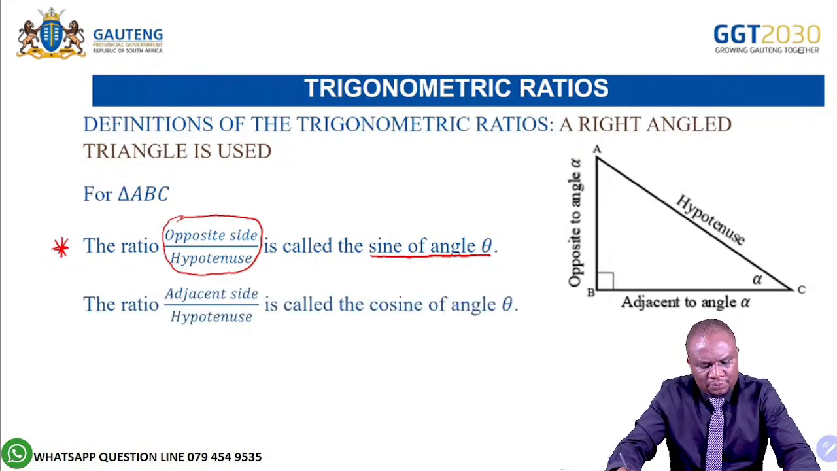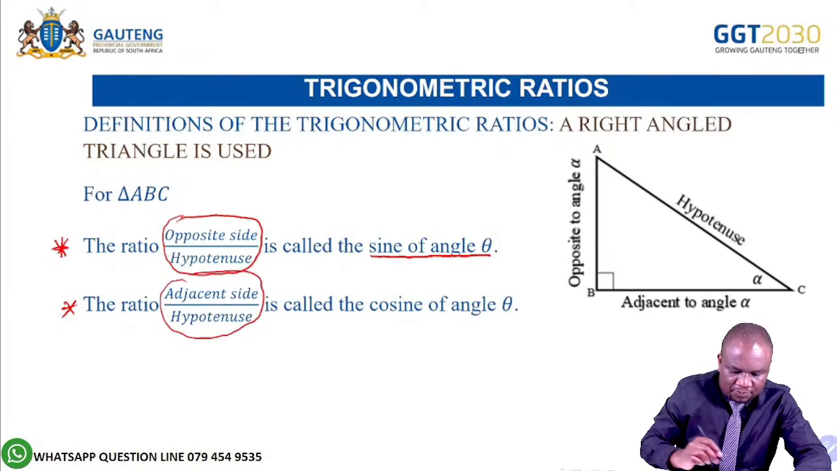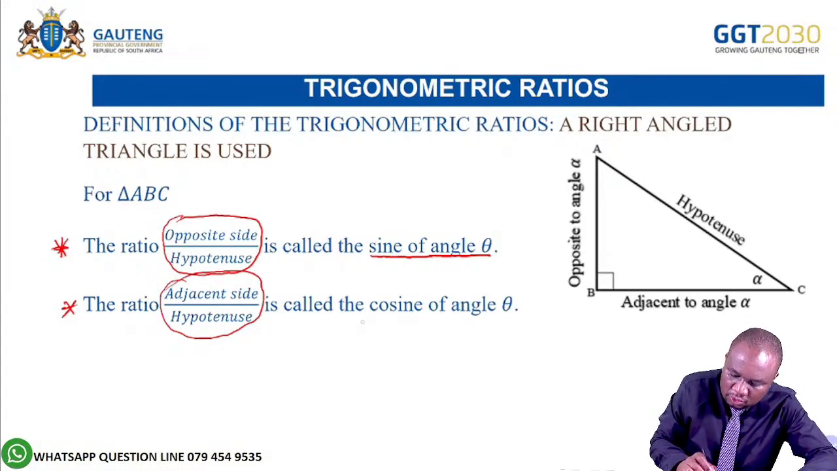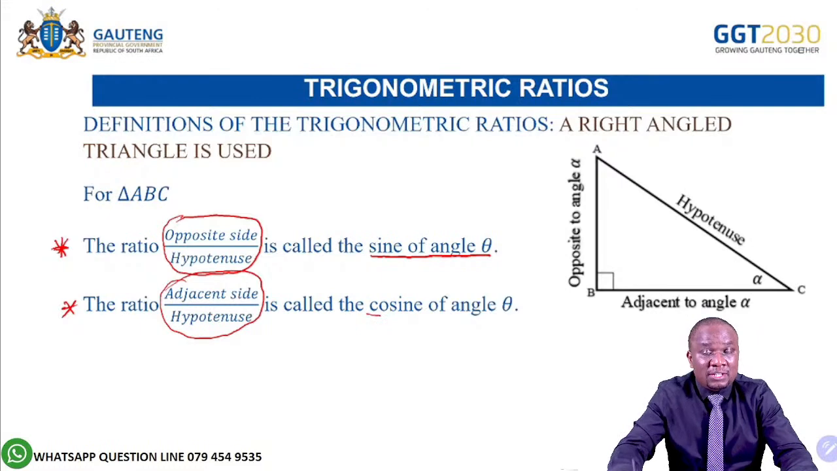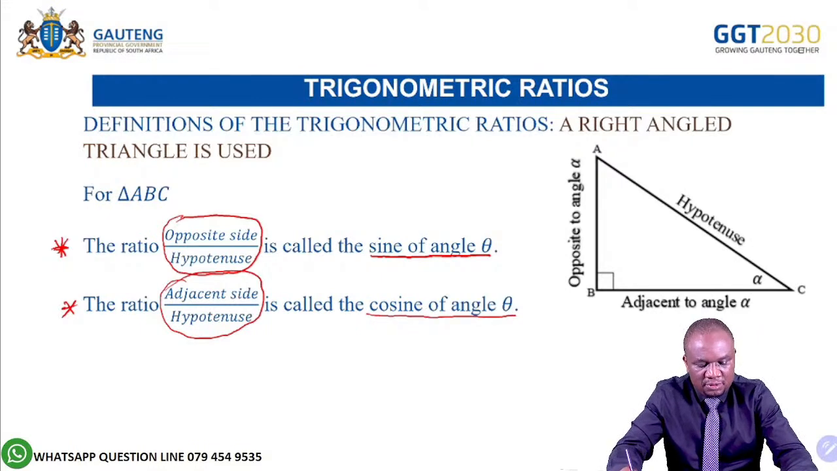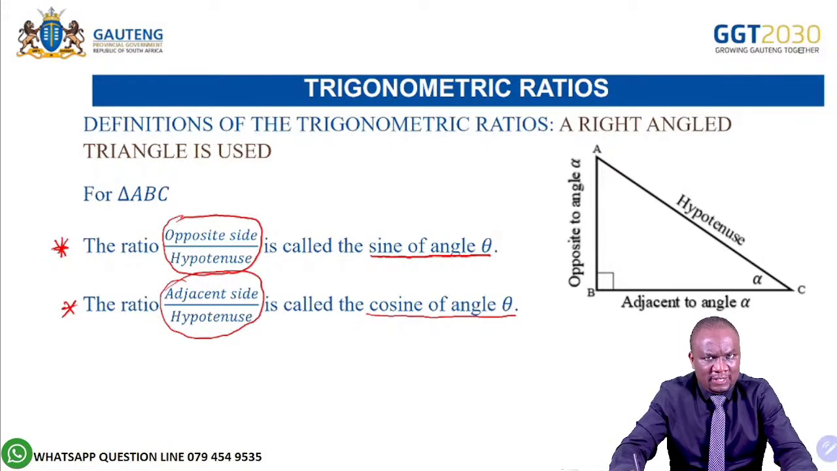Then the ratio adjacent side over hypotenuse is called the cosine of angle theta. Write that one down in 1 minute. The ratio adjacent side over hypotenuse is called the cosine of angle theta. Let's write it down. 1 minute.